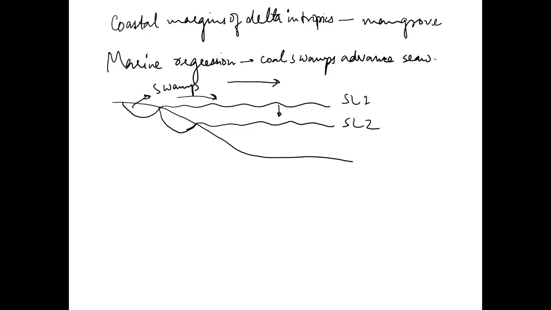Because now this area becomes the deltaic region. So during marine regression, coal swamps advance seaward. Why? Because during marine regression, the delta moves towards the sea. Okay. So many coal swamps originate due to the marine regressions, while other swamps are formed during the marine transgression. Now, what happens during marine transgression?